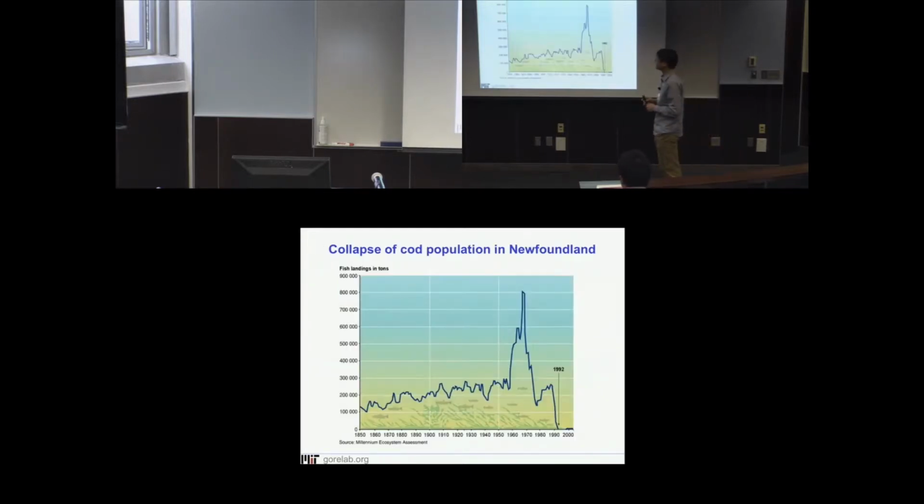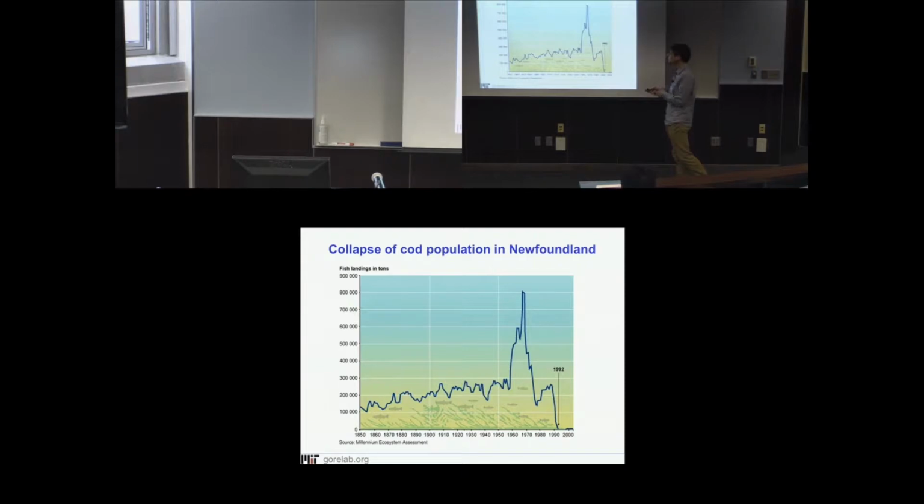Perhaps the most famous example of a population collapse is that of the Newfoundland cod fishery off the eastern seaboard of Canada. What's plotted here on the y-axis is the number of fish that are caught as a function of time. What you would really like to have here is population size, but we plot the data that we have. This goes from 1850 up to the modern era.